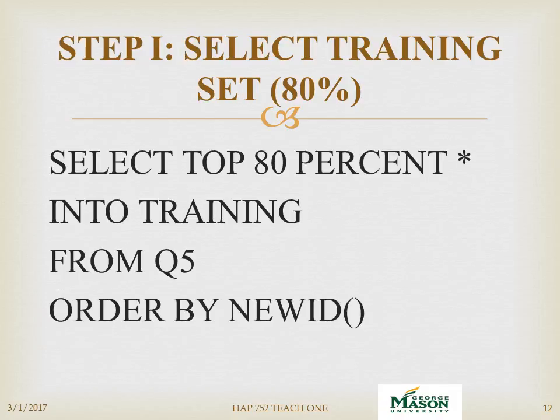So after you have prepared the table, before you calculate the likelihood ratio, you want to randomly select 80% of the data for training and leave the 20% for validation. So this is the code that I use, using the order by new ID.